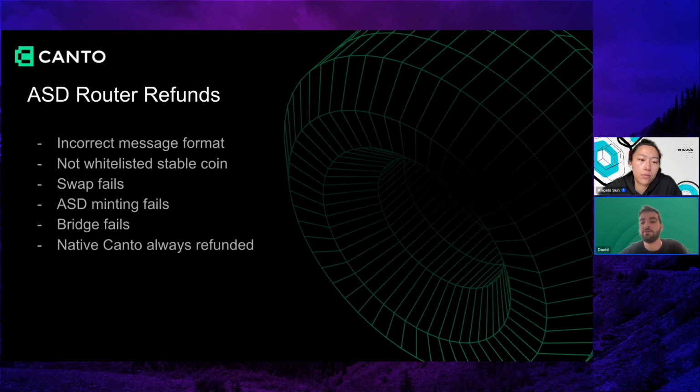So basically, all refunds will be happening on Canto, and any native gas that was also sent to be swapped for and to be used in this transaction is also refunded to the user. So this basically ensures that no funds are lost because of any errors that could happen inside the router. So that's basically how the router works and how we use this to allow ASD to become a multi-chain contract.